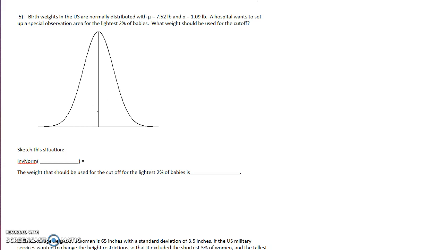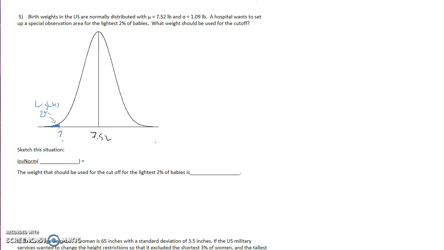So the lightest 2% of babies, we know that 7.52 is going to be our mean, right? Where would the lightest 2% of babies fall? They're going to probably be somewhere down here. Let me use a different color for this. The lightest 2% of babies would probably be maybe this little piece right here, give or take. So this would be the lightest 2%, right? Now what we want to know is, what is that cutoff?